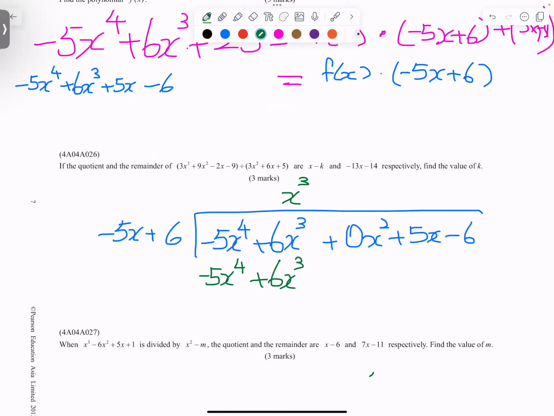Now, since they both are totally the same, they are same, nothing to do. 0 is also nothing to do. So you start from here. You're just left with 5x minus 6. Then you do again. Negative 5x times what is 5x? Because it's a negative here, so negative becomes positive. So you'll have negative 1.